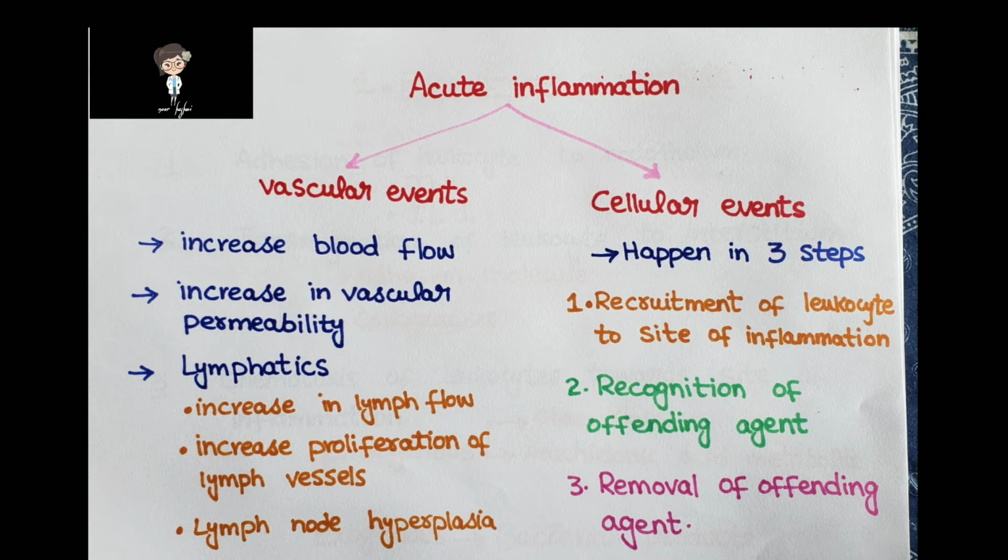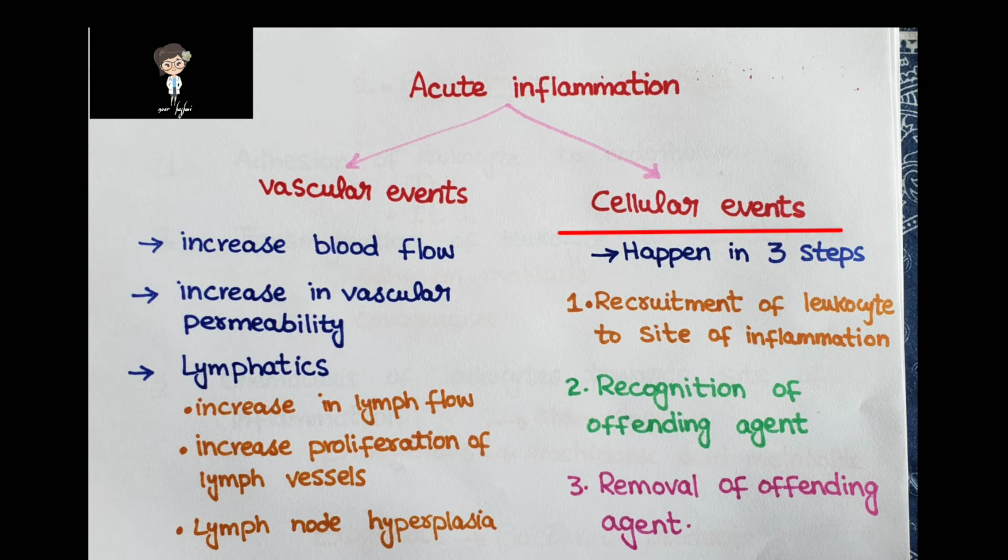When blood flow increases, it will promote a greater amount of blood cells, which will cause local stasis of blood, and as a result, vascular permeability will increase due to contraction of endothelial cells. Lymphatics also play a very important role in vascular events. There is an increase in lymph flow due to excess fluid accumulation in interstitial spaces, and increased proliferation of lymph vessels to compensate for the increased load, and lymph nodes may become large due to hyperplasia.